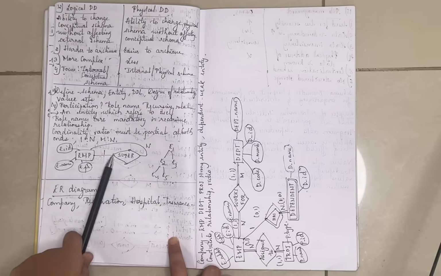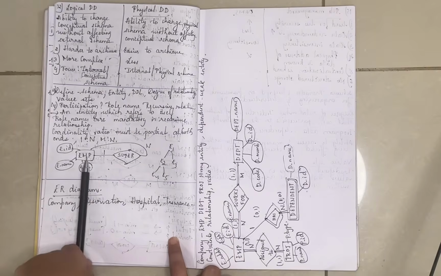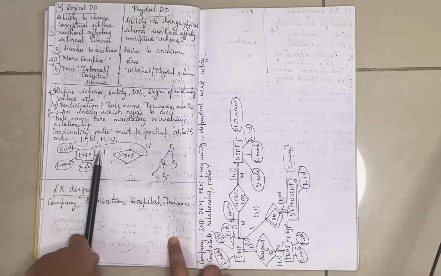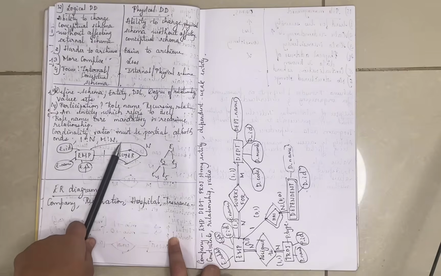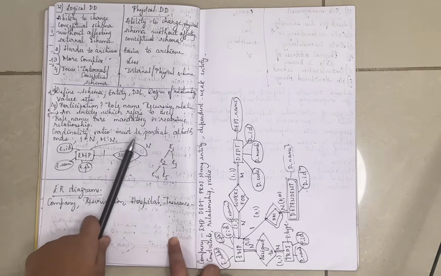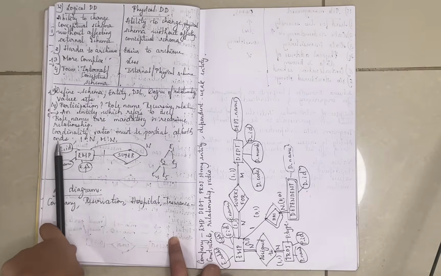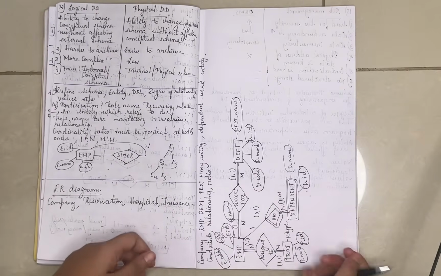So just give a relationship example which is referring to the same entity. Okay, it can be 1:1 or m:n. It cannot be like 1:n. Remember this.